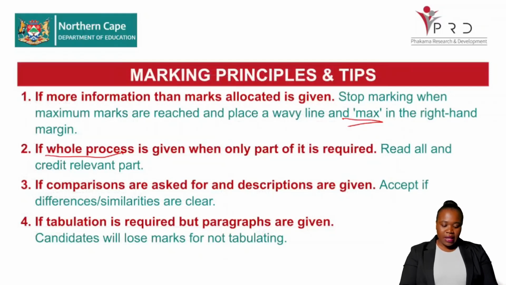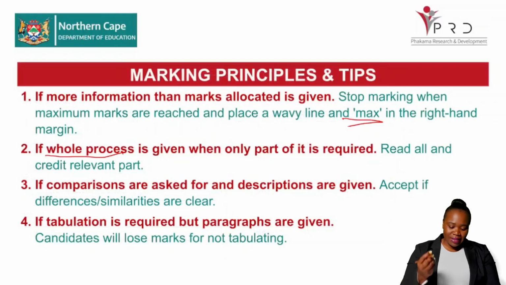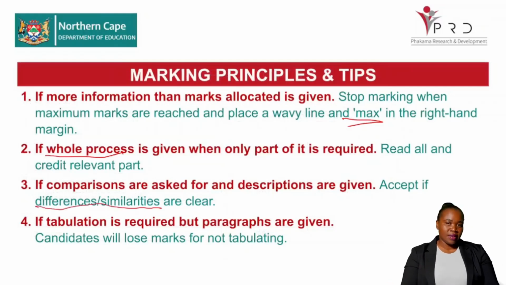If comparisons are asked for and descriptions are given, accept if differences and similarities are clear, right? So here, if you are asked to give similarities or differences and you are giving a description, your description must at least contain those differences and those similarities in order for you to get the marks clearly stated, right? And then with your differences, you would usually be asked to give differences in the form of a table. They will say tabulate the differences, meaning that if you give this in the form of a description, you're then going to lose that 1 mark for tabulation. Remember, we're not trying to be losing any marks here.